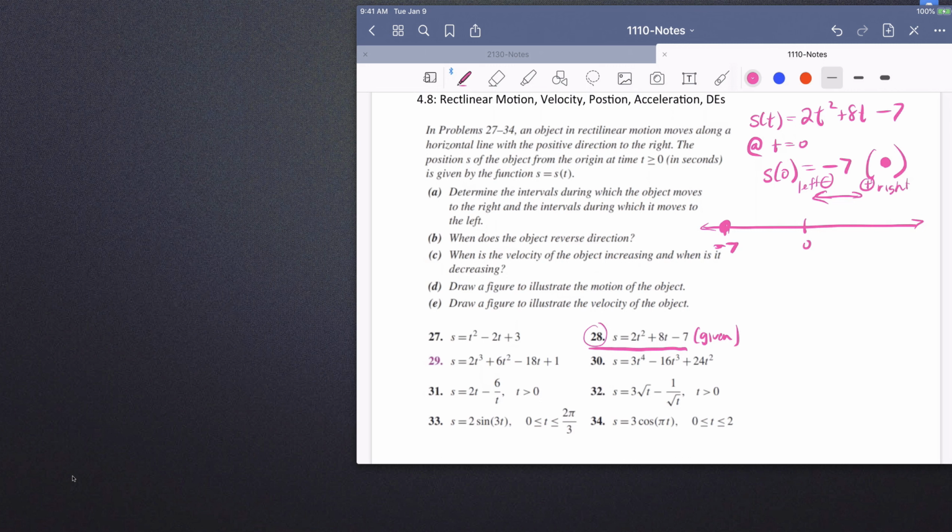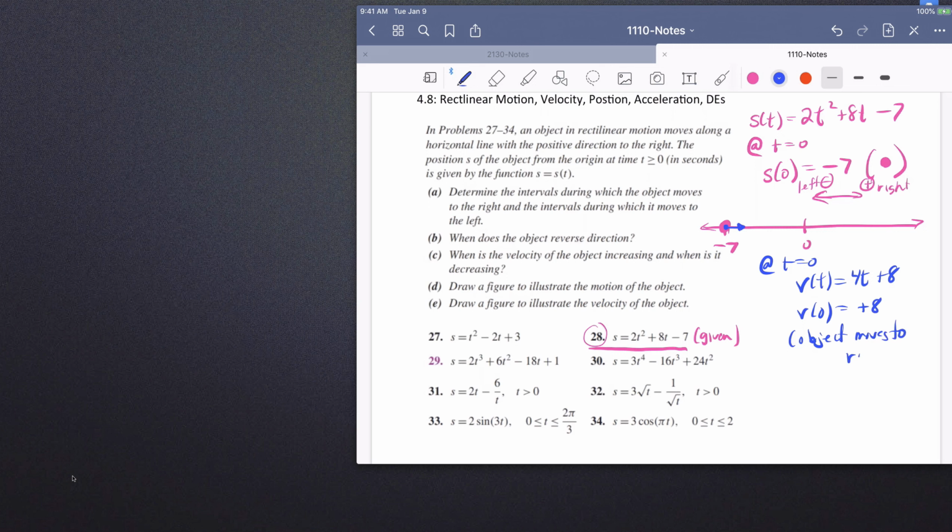We can see that the velocity at time t equal to 0, the velocity, which is the derivative 4t plus 8, is a positive 8. So we can see that the velocity here would be an arrow pointing to the right. So our object is going to start at position negative 7, but the object is going to be moving to the right.